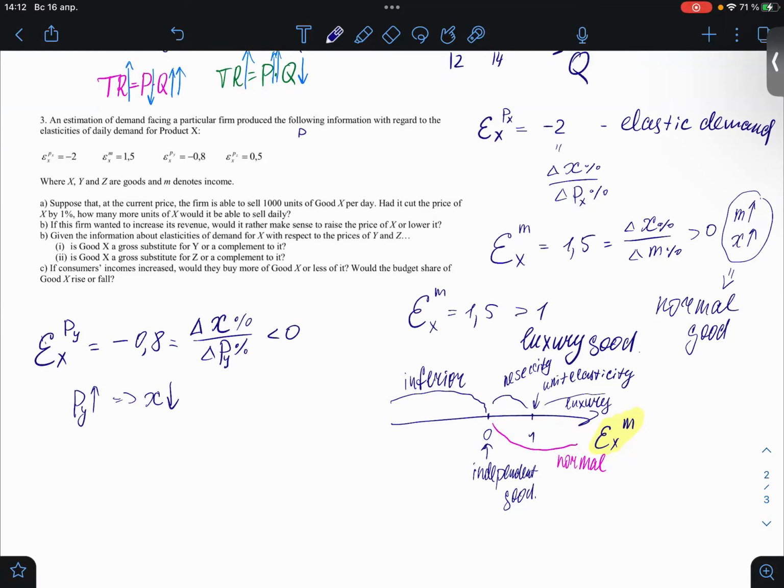We have two options for how to call such goods: complements or substitutes. For example, the higher the price for automobiles, for cars, the lower the demand for fuel, for gasoline. So gasoline and cars, they are complements to each other. So if cross price elasticity is negative, we call such goods X and Y complements.